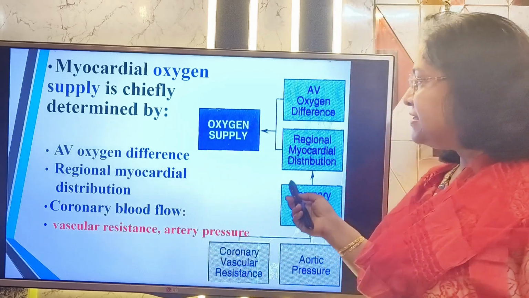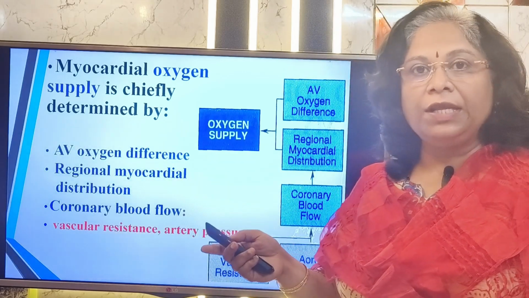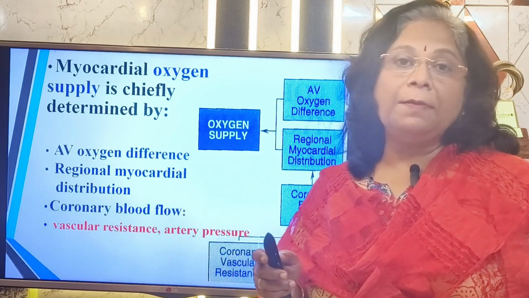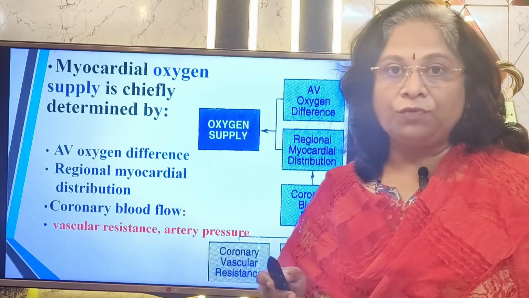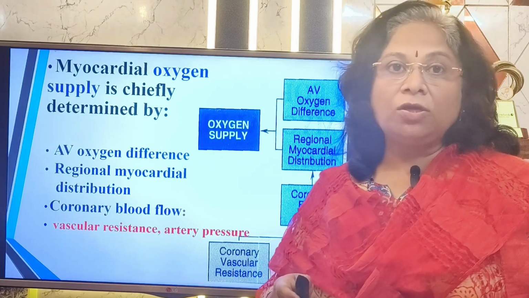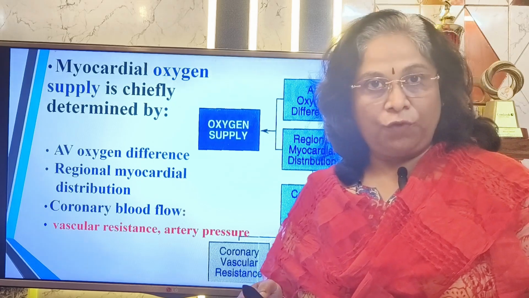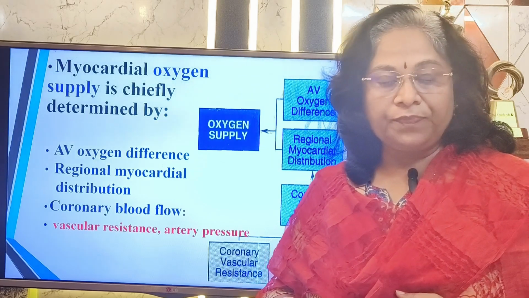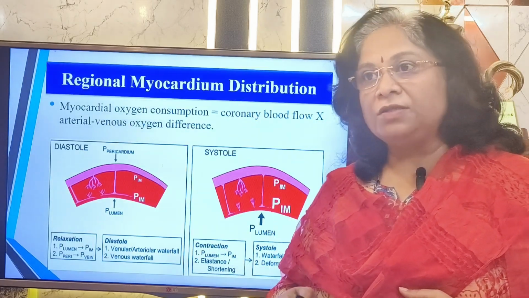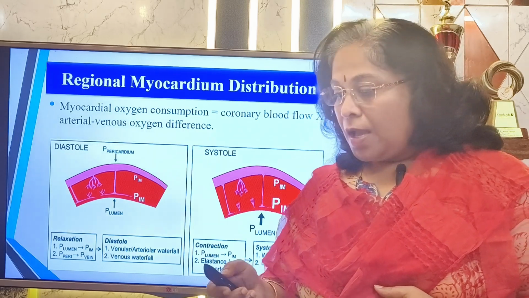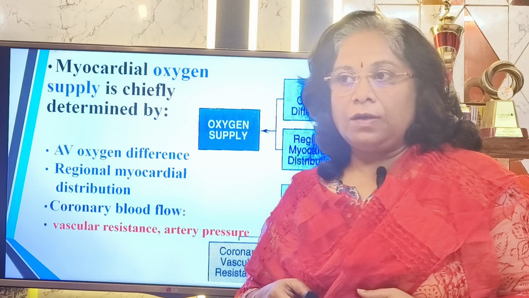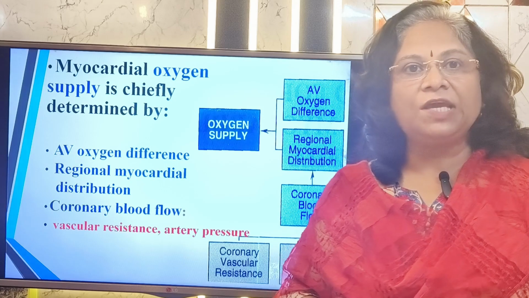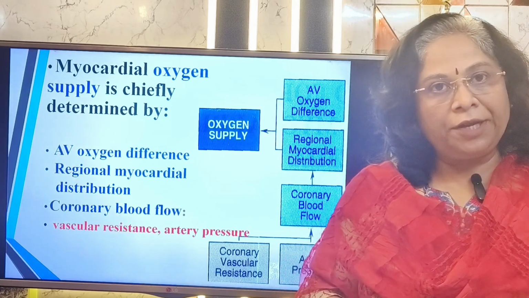So when we look at the oxygen supply, again there are three factors which govern the oxygen supply. The first is arteriovenous oxygen difference. The second important factor is regional myocardial perfusion or blood distribution. And the third factor is the coronary blood flow, which in turn is determined by the vascular resistance and arterial pressure. Let's go through each factor one by one. The first factor is the arteriovenous oxygen difference.